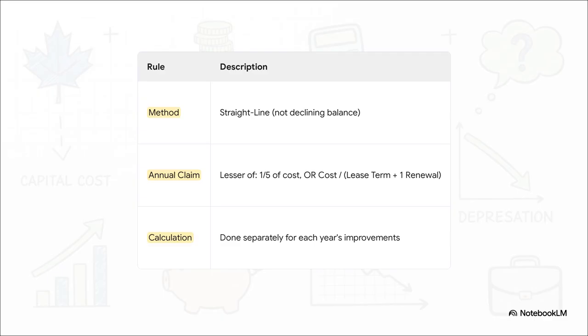Let's look at another one. Class 13, for leasehold improvements. This is when you rent a space and spend money renovating it. Here, the entire declining balance concept is thrown out. Instead, we use a straight line method. And the logic makes sense, right? The value of those improvements is tied to the length of your lease. So the annual CCA claim is based on a formula that amortizes the cost over the lease term, ensuring it's written off during the period it actually provides a benefit.